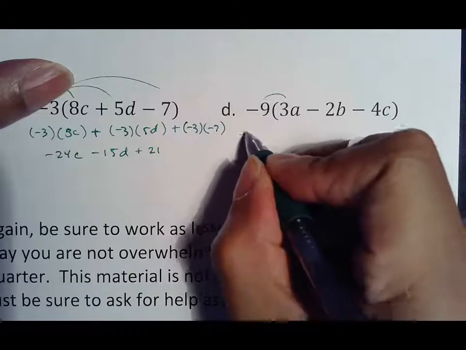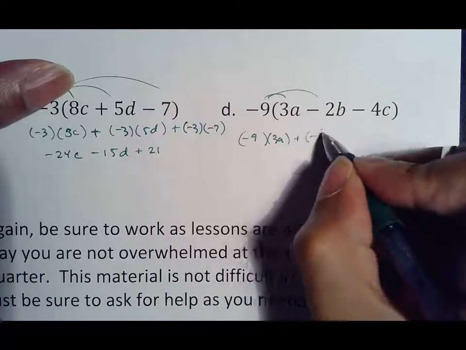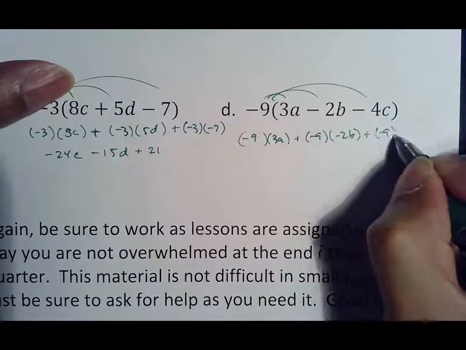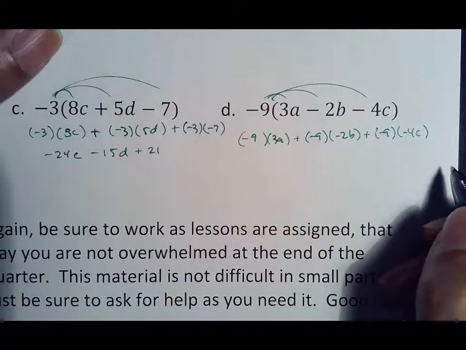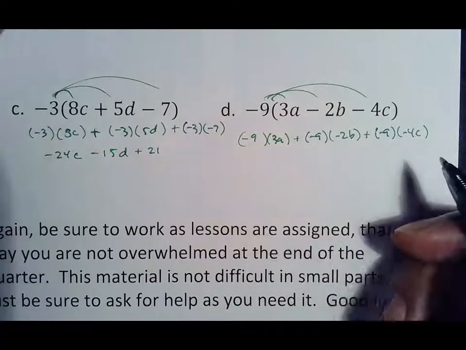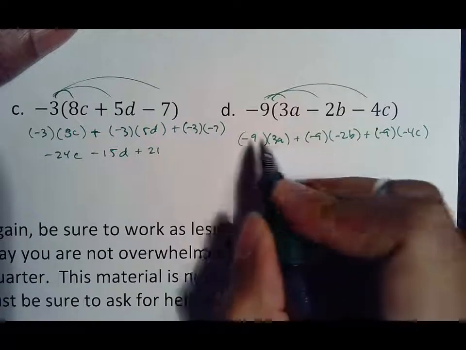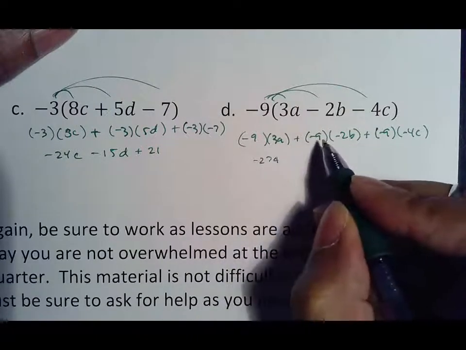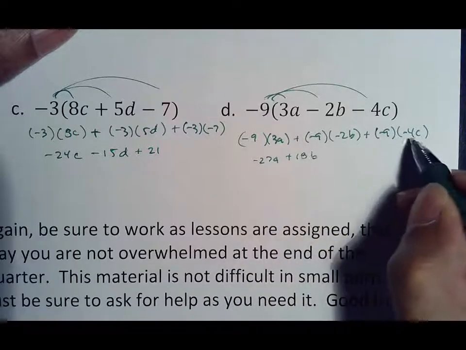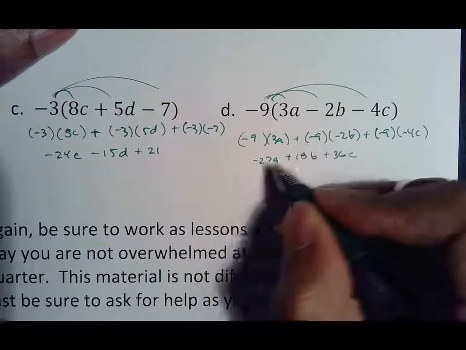Here, negative 9 meets 3a, and negative 9 meets negative 2b, and negative 9 meets negative 4c. And again, you can verify these on your own if you want. You can pause it right now, write the answer, and see if it works. But this ends up being negative 27a, because again, that's negative times a positive. This ends up being a positive 18b. This ends up being a positive 36 with a c, because remember, the variable just kind of comes down with it.